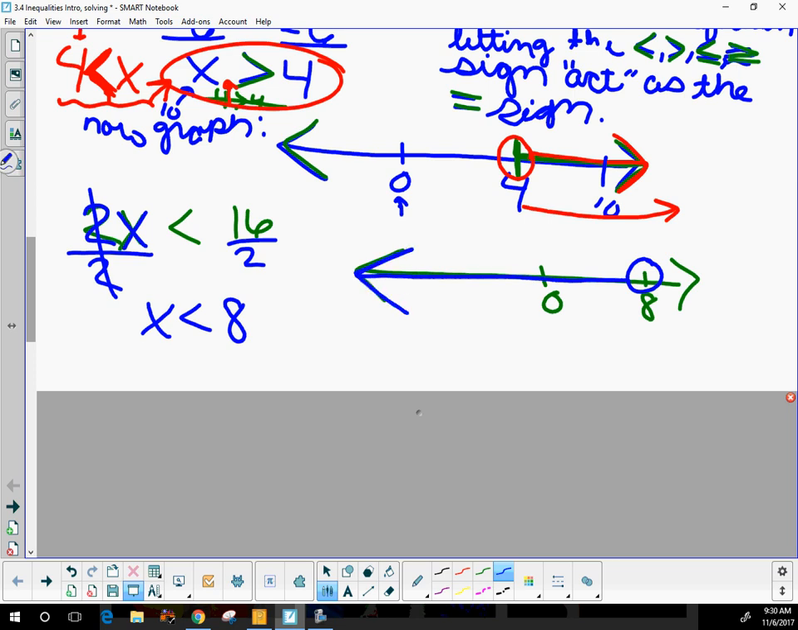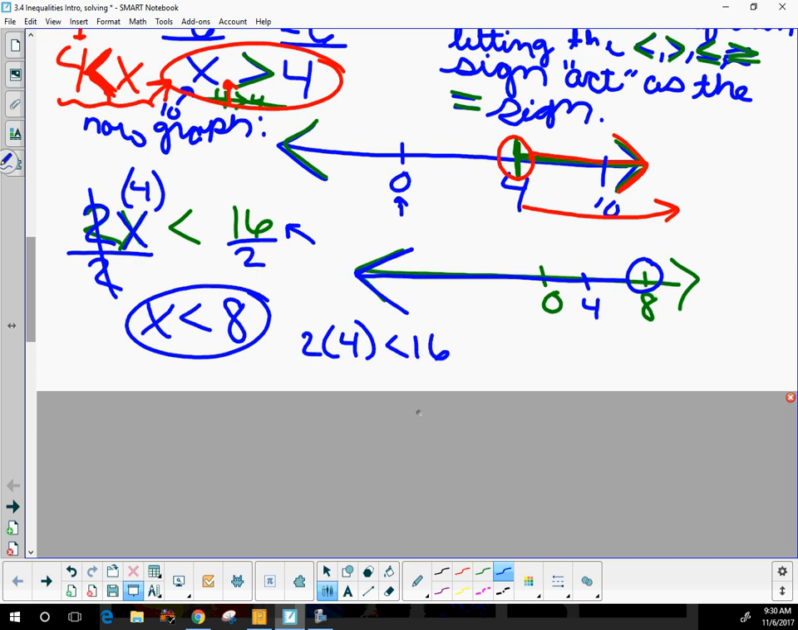Put anything over here. So let's put in 4. Let's try that. What if I did put in 4? What's 2 times 4? That gives me an 8. And now remember, we're not talking about this. We're talking about my original green equation. So now I have 2 times 4 is less than 16. Is that a true statement? 8 is less than 16. That works. Okay.